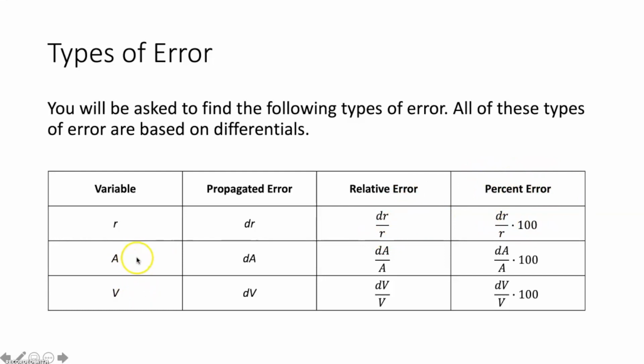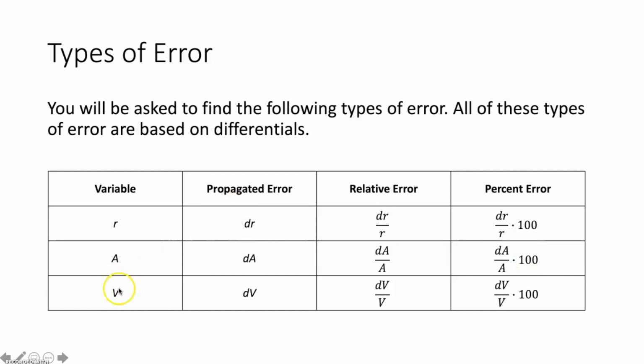And each of these works the exact same way. The propagated error of a or our area is just dA or the differential of a. The relative error of our area is just dA over a, the propagated error over the exact value of our area. And then percent error is just taking that relative error and multiplying it by 100. Same thing for v or volume.